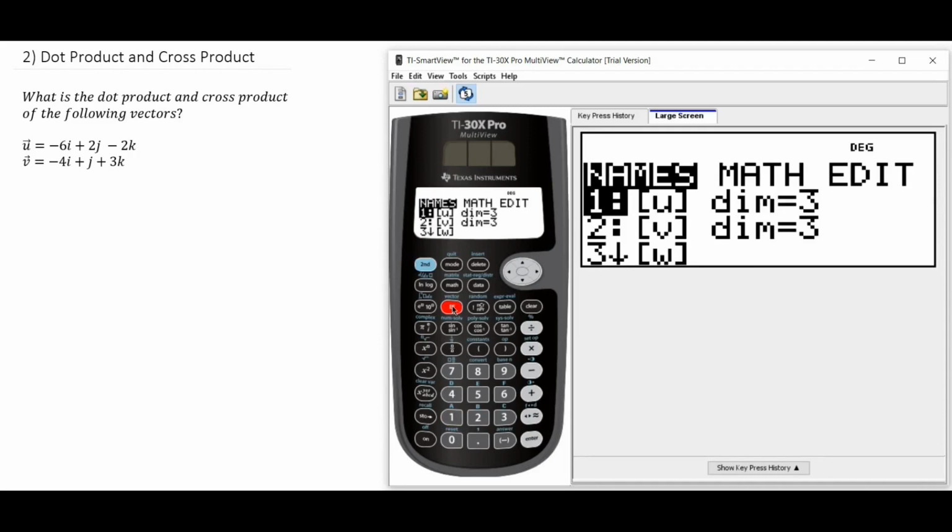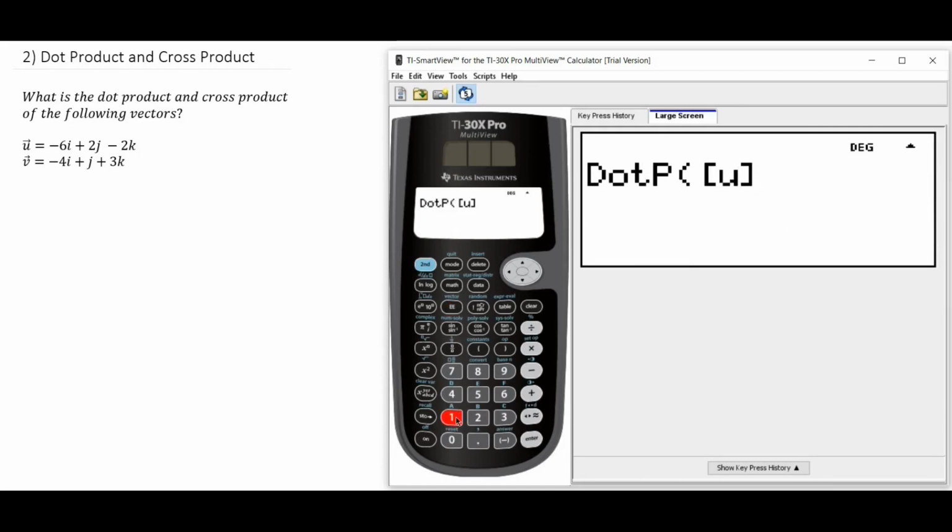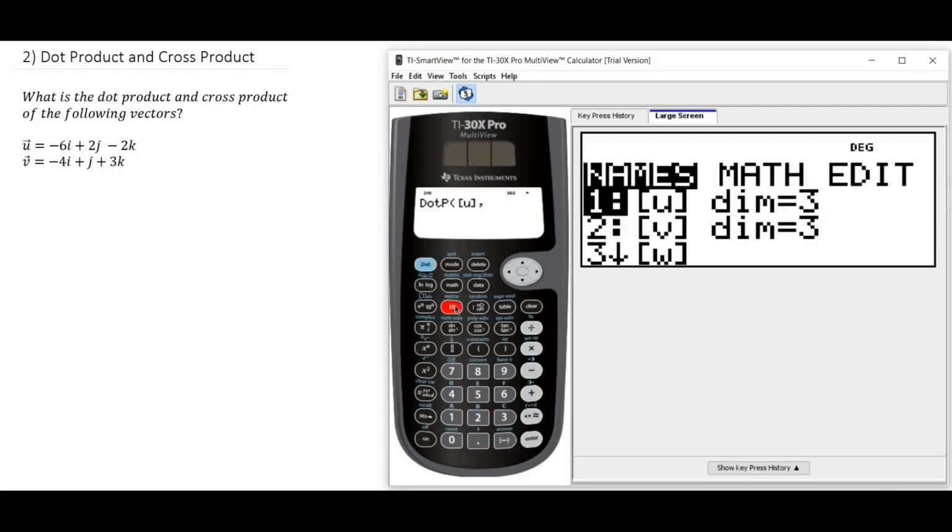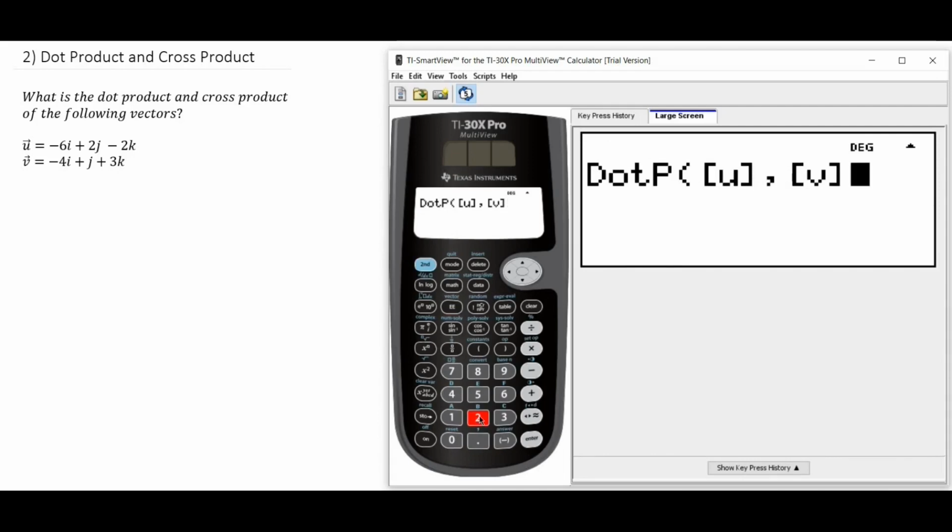Pressing 1 for the first vector, comma, finally the second vector, by pressing 2. And now closing off the dot product and hitting enter. So there you go, the dot product of vector u and vector v is 20. And we know this is correct because a dot product is scalar.